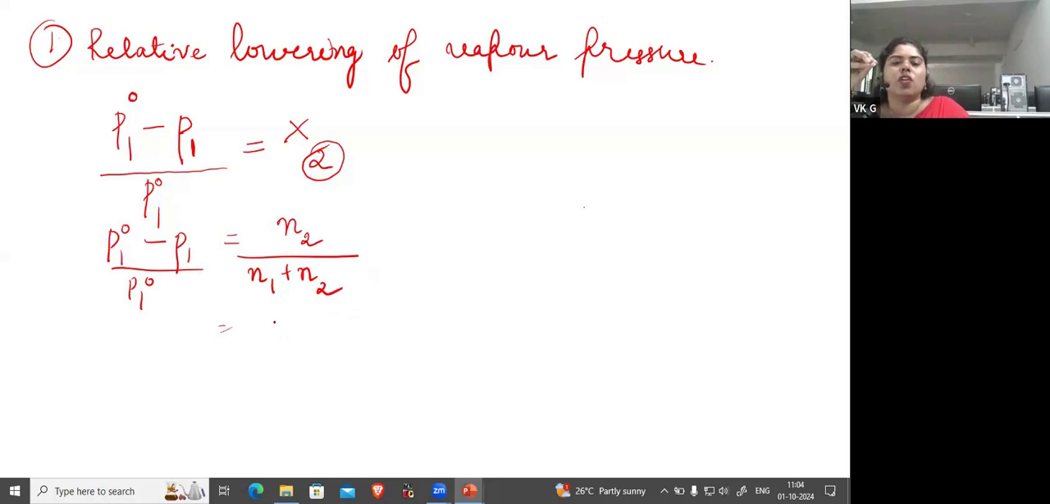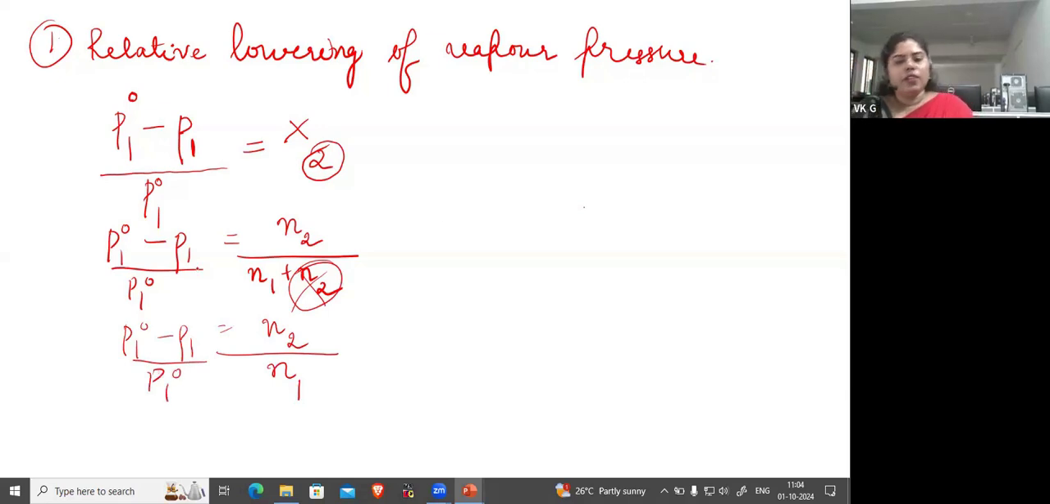So what I'll do is, from the denominator, I'll just ignore this N2. N2 means solute particles. For a dilute solution, which is more? Water is more. That is N1. The number of moles of one component will be greater. So we can write N2 by N1. Correct. So this will be P1 naught minus P1 divided by P1 naught only. N2 by N1 you can still write in terms of masses. Yesterday I told you that number of moles is equal to mass by molar mass. Correct? The formula. So mass we denote as W.